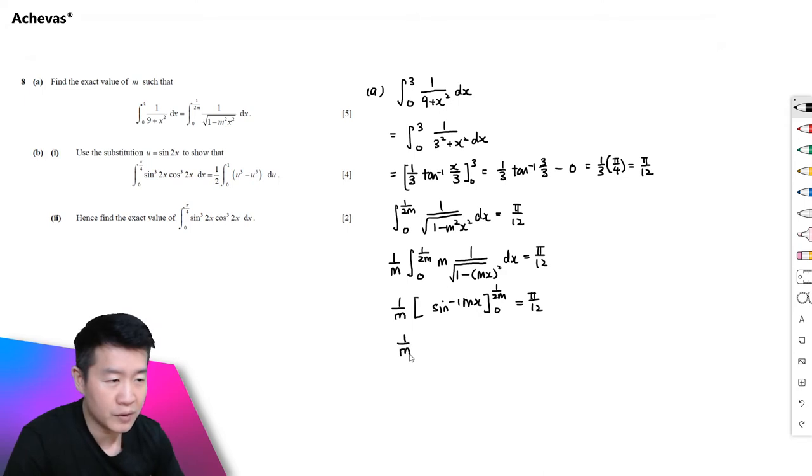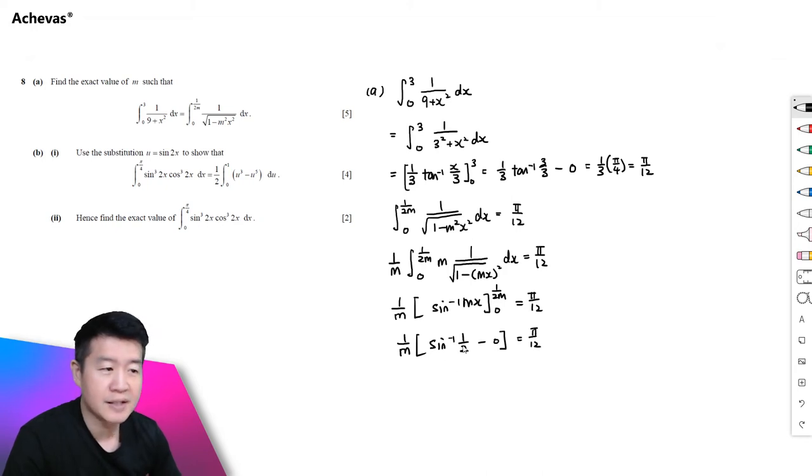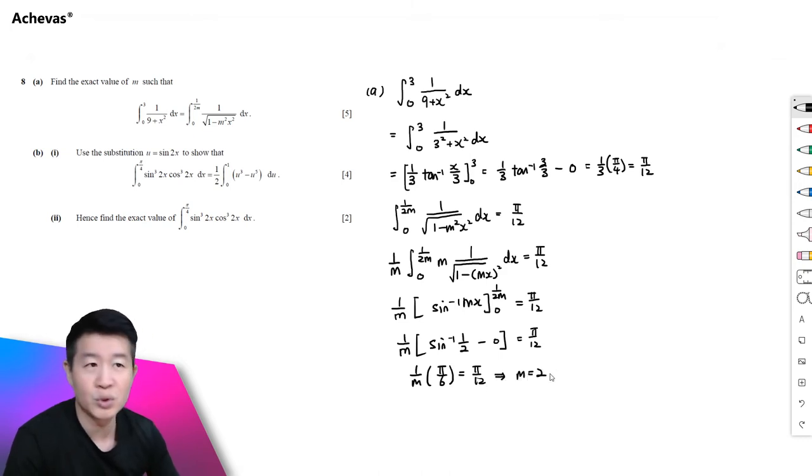So we have a 1 over m. Substituting this in, we have a sine inverse of m times 1 over 2m, sine inverse of half, minus away sine inverse of 0, which is going to be 0. This is equal to pi over 12. And sine inverse of half, this is going to give us a special angle, and that is pi over 6. So pi over 6m is equal to pi over 12. This tells me that m over here is equal to 2. Okay, 5 marks. I think it is pretty easy to get 5 marks.